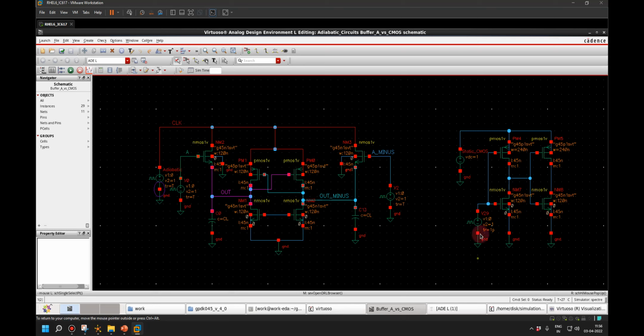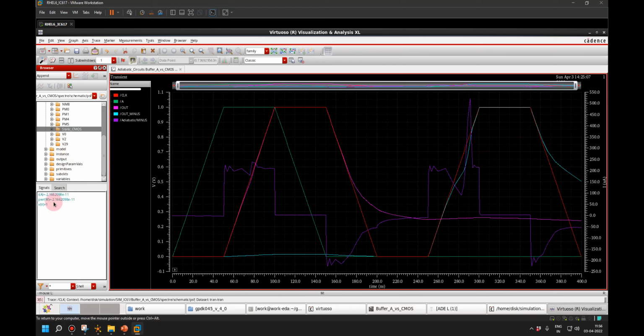Can we check the tran power? What is tran power? What I have done is, since I have placed both these circuits in the same schematic, I have just named this particular source as adiabatic and this source as static CMOS, because if I do the tran, it will give the total power.